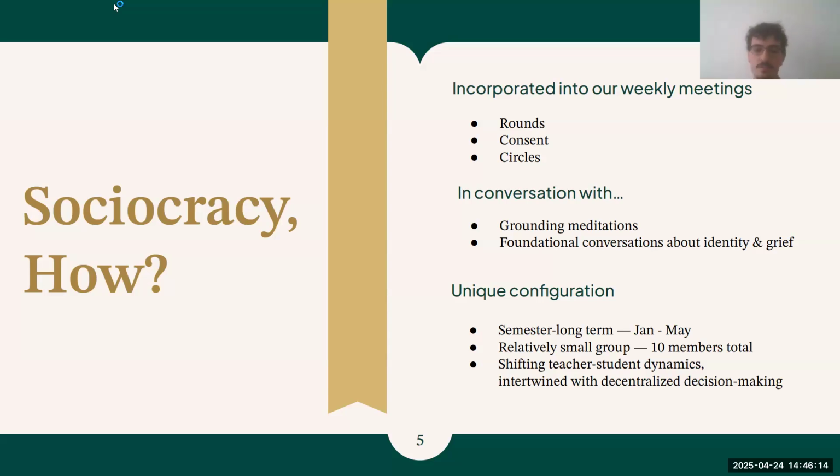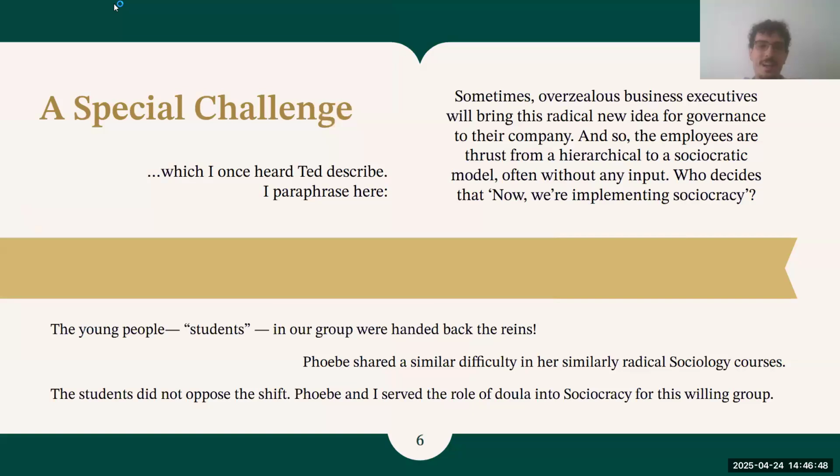And shifting teacher student dynamics, because I, the facilitator, and the professor would often bring in materials that we would offer to the class, and they would have a choice in whether or not they wanted to engage with them. So there was that teacher student dynamic there. How did that play into the fact that all of our decision making, the fact that our group itself was decentralized, was sociocratic? There was also a special challenge that we ran into, which I'm going to describe. I once heard Ted describe it, I'm sure during those first trainings as well, and I paraphrase it here because I have no idea what the exact words were from 2 years ago.